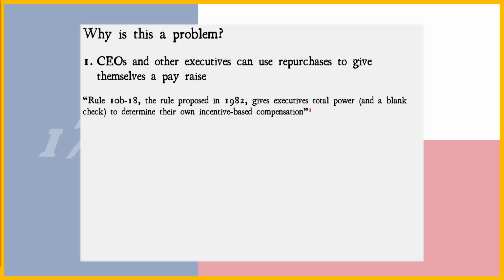So Rule 10b, the one that we just talked about, gives executives total power to determine their own incentive-based compensation. And that's basically what I just said. They can basically do whatever they need to do to hit their targets.